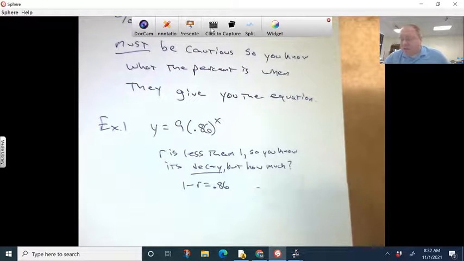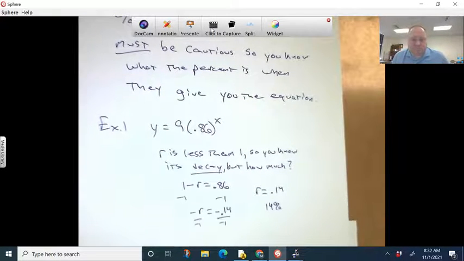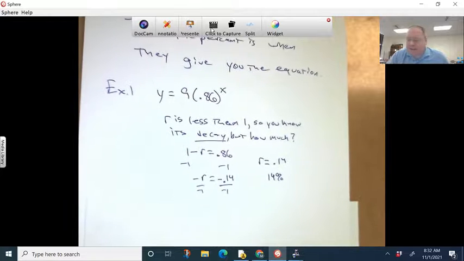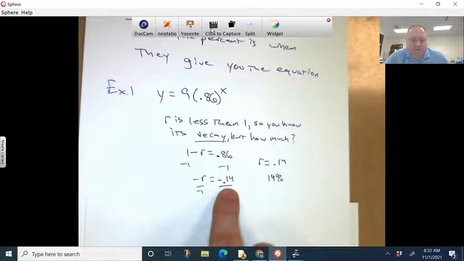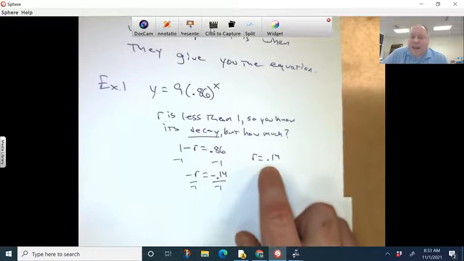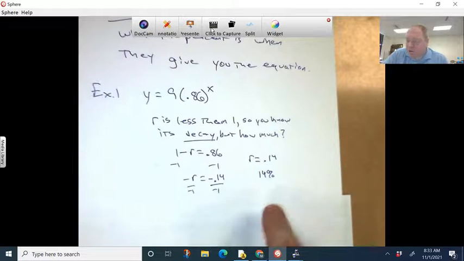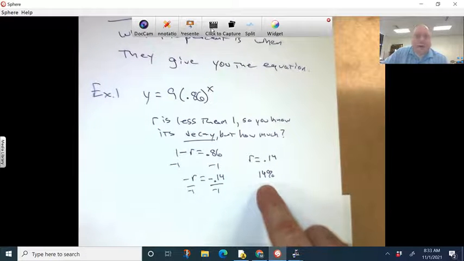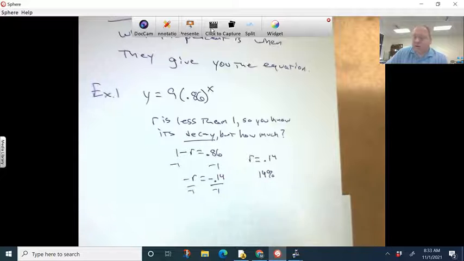So because it's decay, I know it's 1 minus R, if you refer back to our original formulas there. So as I'm doing this, okay, then I just solve this equation. I subtract 1 from both sides. That leaves me with negative R equals negative 0.14. Divide both sides by negative 1. And I get R is 0.14. And after I move the decimal point 2 places, that is 14%. Okay, so that would be a 14% decrease.